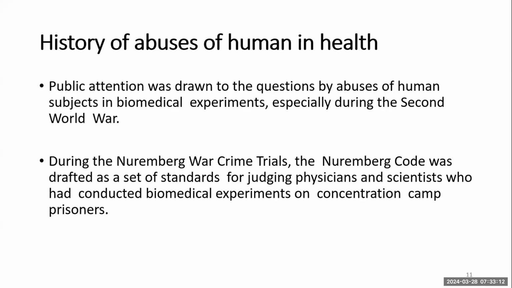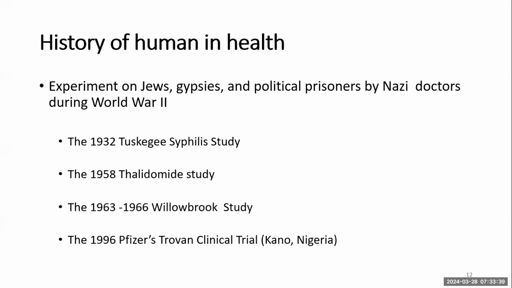Now, there have been a number of historical examples to cite in different areas where ethics were not really followed. So I just listed a few. Public attention was drawn to questions by abuse of human subjects in biomedical experiments, especially during the Second World War. We have the Nuremberg war crime trials, where the Nuremberg Code was drafted as a set of standards for judging physicians and scientists who had conducted experiments on people in concentration camps. You have experiments on Jews, gypsies, and political prisoners by Nazi doctors.